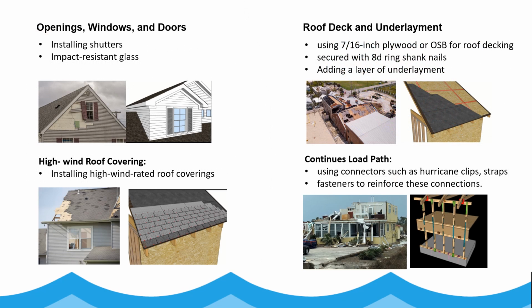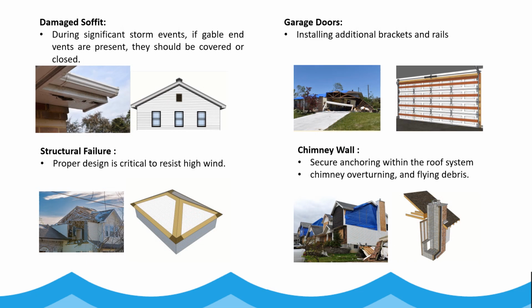This guideline focuses on critical areas where builders can implement resilient construction practices to minimize wind-related damage, like opening windows and doors, roof deck and underlayment, high wind roof covering, continuous load path, damaged soffit, garage doors, structural failure, chimney wall. These factors can significantly improve the ability of residential buildings to withstand windstorms.